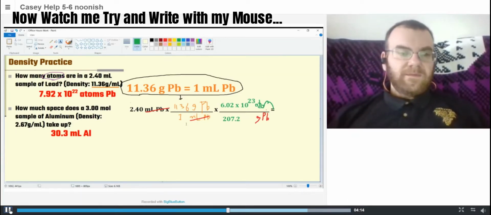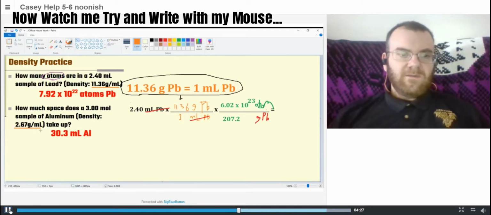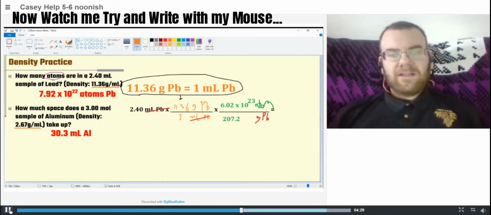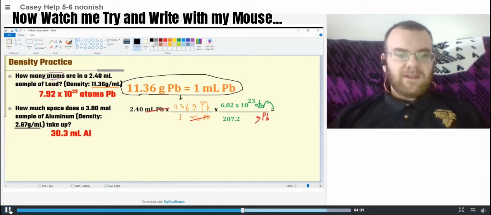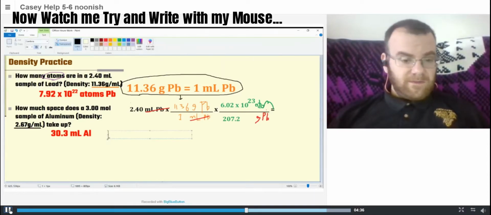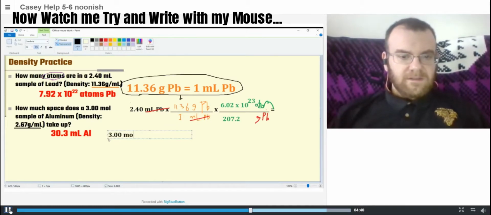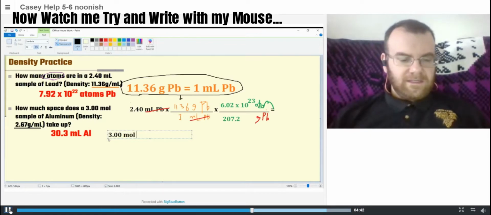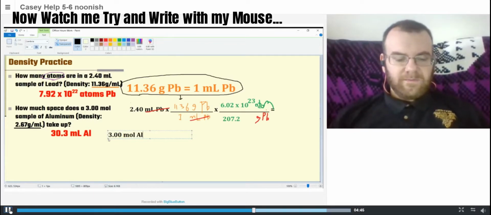Now, for the other one, what you're dealing with is the same general scheme: density is just a conversion factor. It's just something that we can take from one piece to another. That lets you know what you can start with, and then you can go from there. So do you mind if I do this one? No, I don't mind at all. That'd be great. Okay, so we're going to start with the non-density things. That would be moles of aluminum.